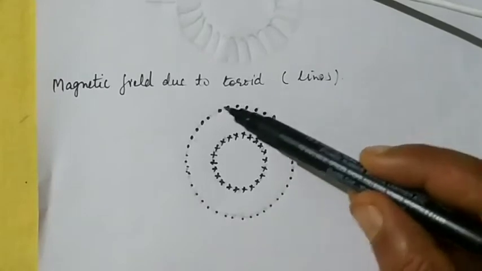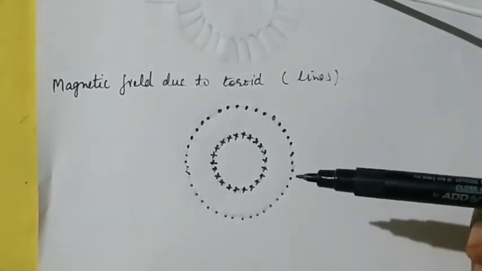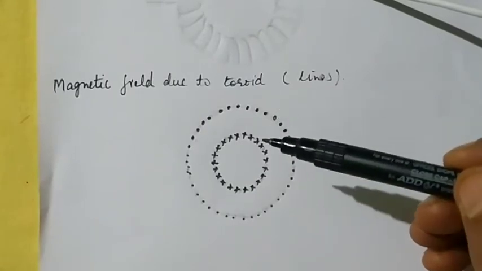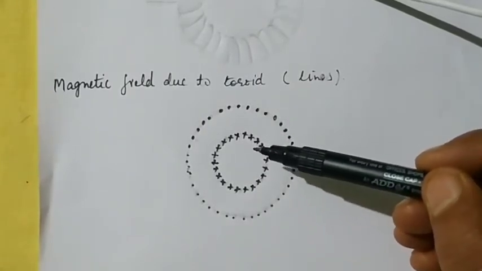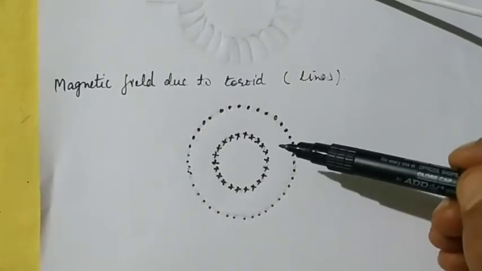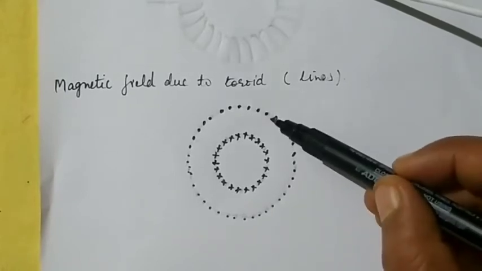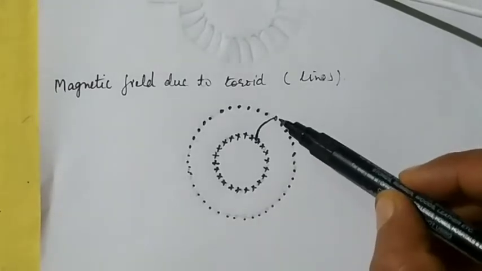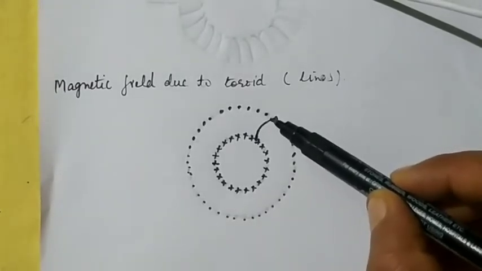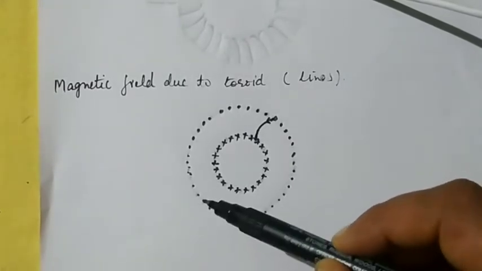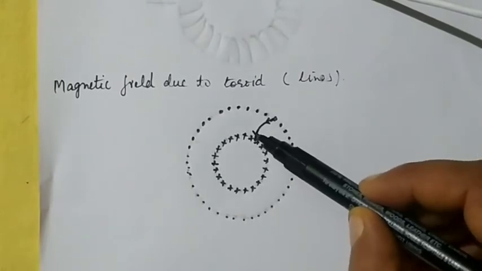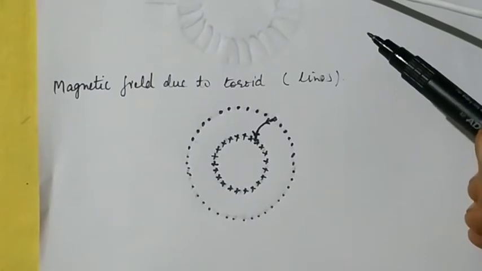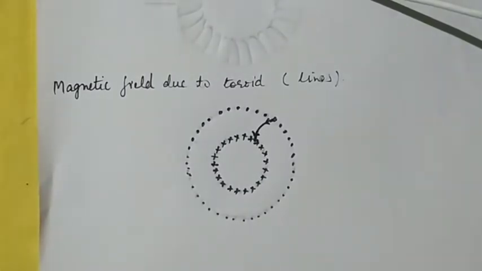Here a dot represents the current coming out, and a cross means the current is going downward. If this is your circular loop, this is your turn, then from this end the current is moving upward along this direction, and for this section the current is moving downward. So I want to find out the direction of the magnetic field lines.